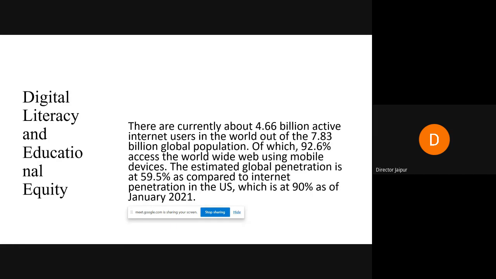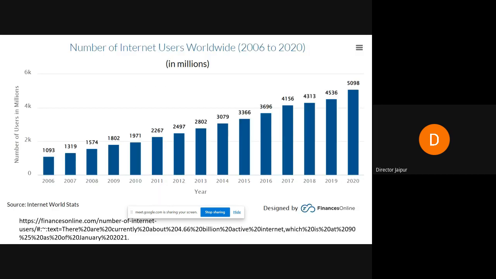And the global estimated penetration is 59.5 percent as compared to the internet penetration. Here we are talking about mobile device penetration, and we are talking about the internet penetration. See how the number of internet users worldwide has grown from 2006 to 2020 in terms of millions.